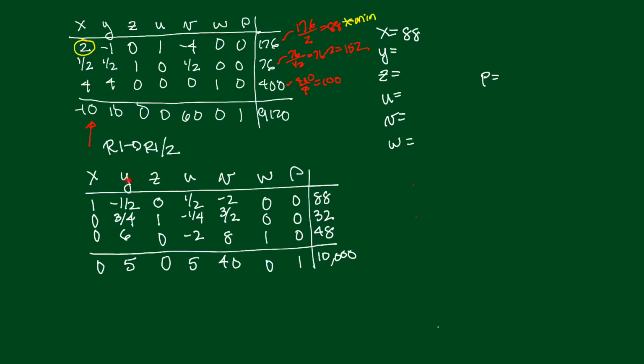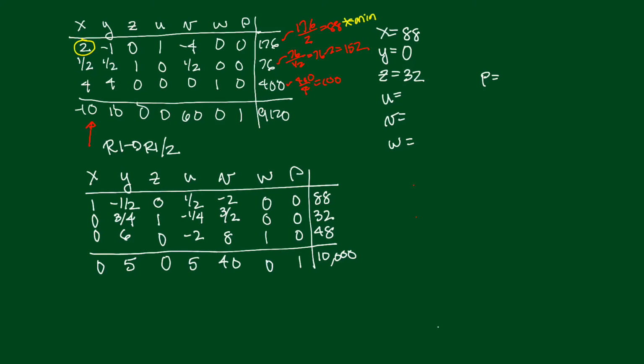What about y? For y, I do not have a 1 and all 0, so the only way the system can be consistent is for y to be 0, so we're not going to build any sofas. And what about z? I got a 1 and all 0, so follow it over. Z is 32, so we're going to build 32 tables.